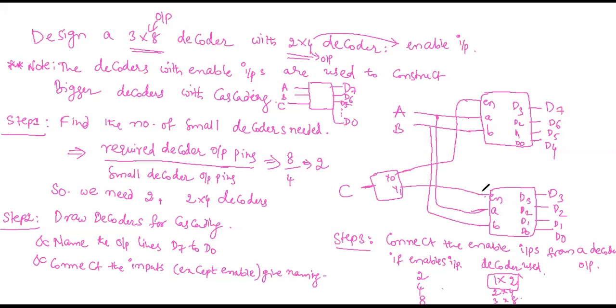This is the decoder, constructing a decoder using small decoders. Whatever it may be, the decoder, you have to follow the same steps. First decide the number of small decoders needed. Those decoders you have to take with enable input. Next, draw the decoders for the cascading and name the output lines D7 to D0. Connect the inputs except enable and give naming.